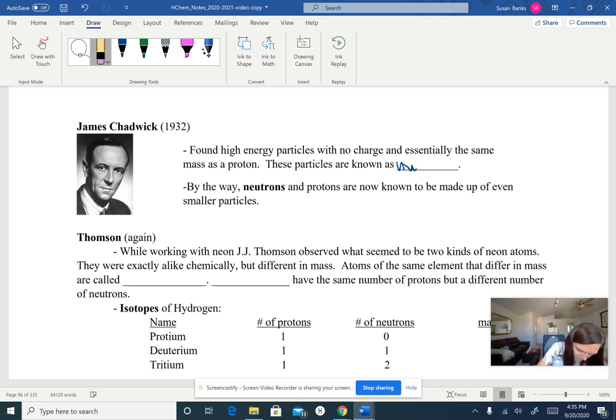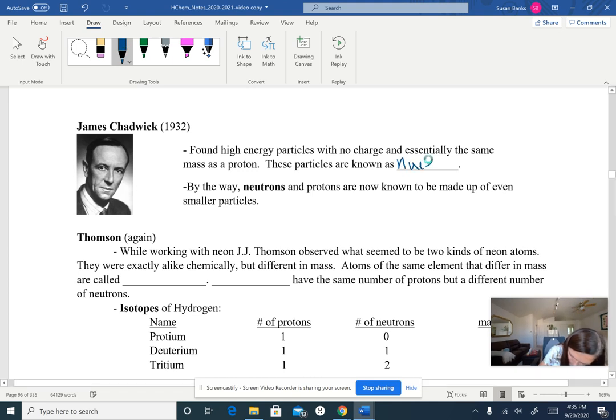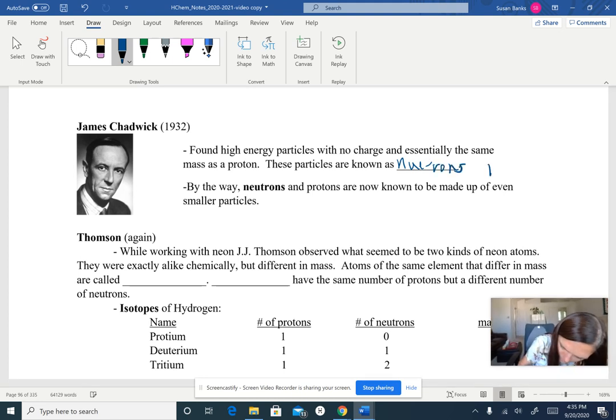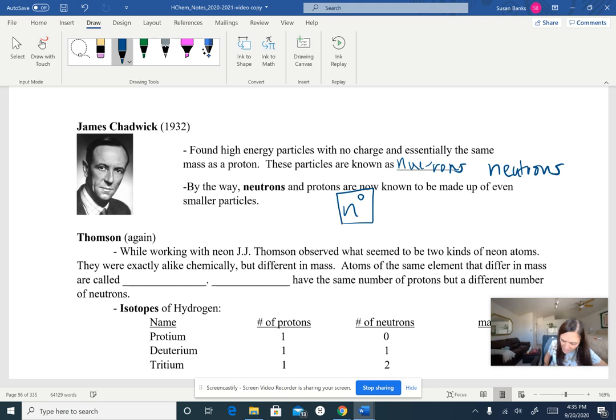Let's write here. Neutrons. Okay? Now we symbolize neutrons with a lowercase n and a little 0 up on the upper right, showing that it does not have a charge. So just by the way, we have electrons, we have protons, and we have neutrons. So we have our 3 main subatomic particles.